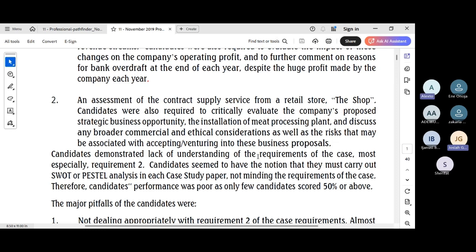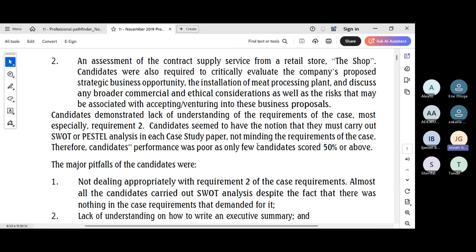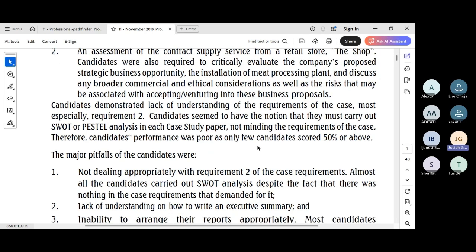Candidates demonstrated lack of understanding of the requirements of the case. Now, these are the pitfalls, so take note. Mostly, especially requirement 2, which generally is always a challenge because of the time. So candidates seem to have the notion that they must carry out SWOT or PESTLE analysis in each case study paper, not minding the requirements of the case. Therefore, candidates' performance was poor, as only few candidates scored 50% or above. Of course, as usual in the ICAN exams, this is a usual occurrence.